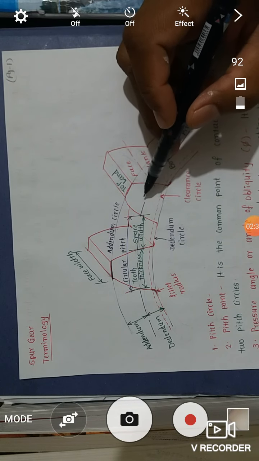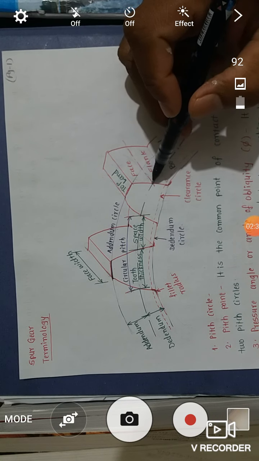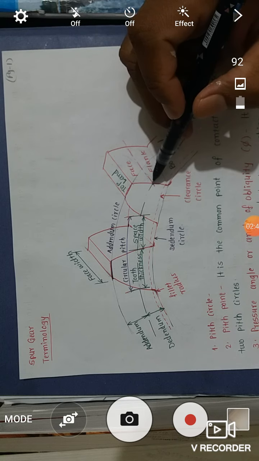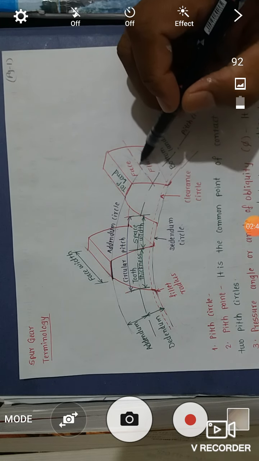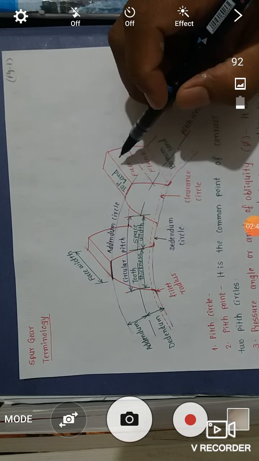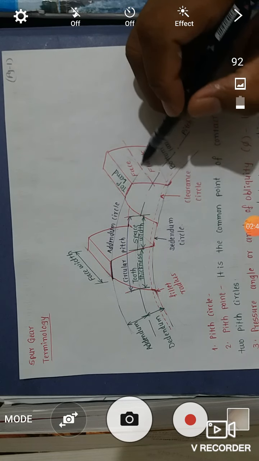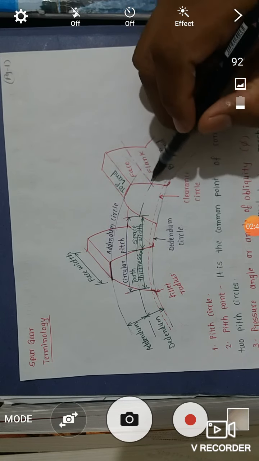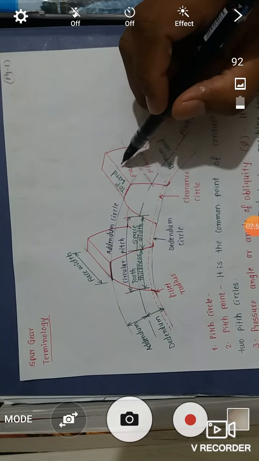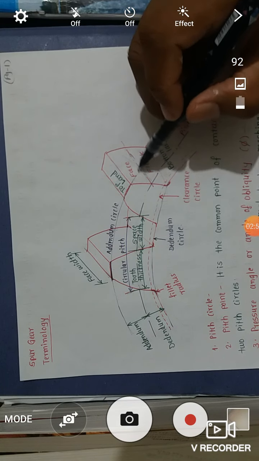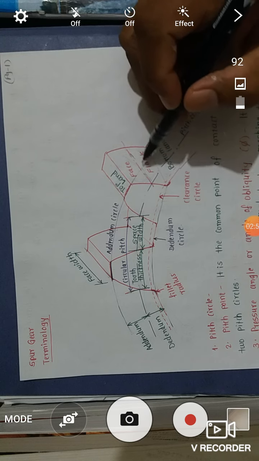If we consider the surface along the pitch circle as the boundary, then the surface above this line is called the face, and the surface below it is called the flank.